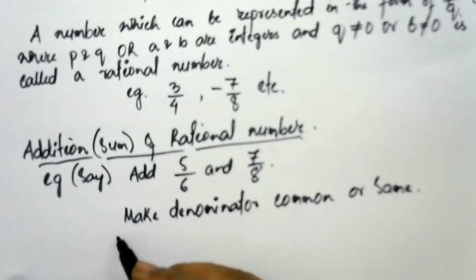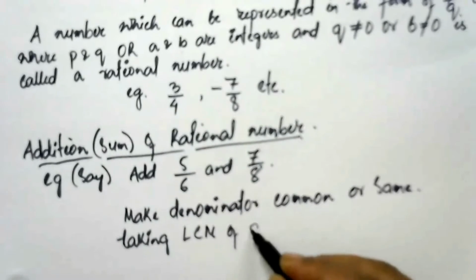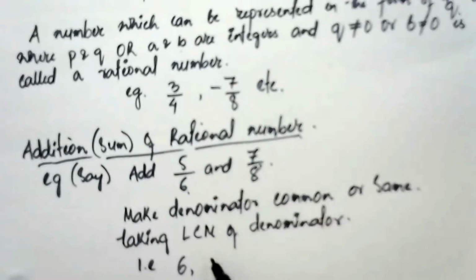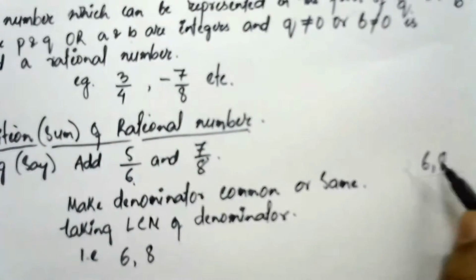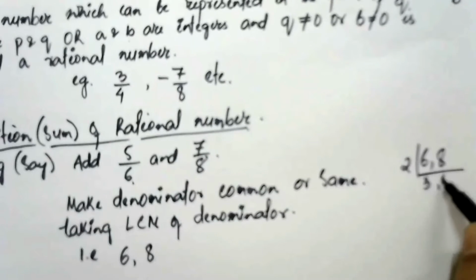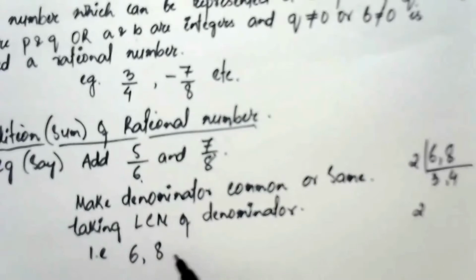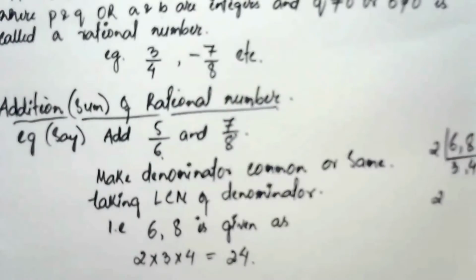To make it the same, we need to take the LCM. Taking the LCM of the denominators, the denominators are 6 and 8. If we take the LCM of 6 and 8: 2 3s are 6, 2 4s are 8. So 6 and 8 is given as 2 into 3 into 4, 4 3s are 12, 12 2s are 24. The LCM of 6 and 8 is 24.